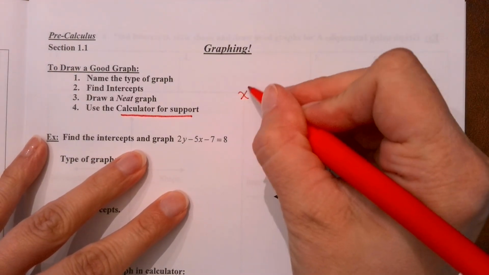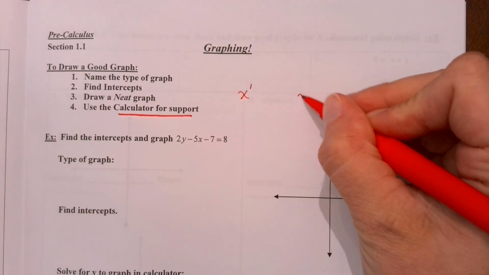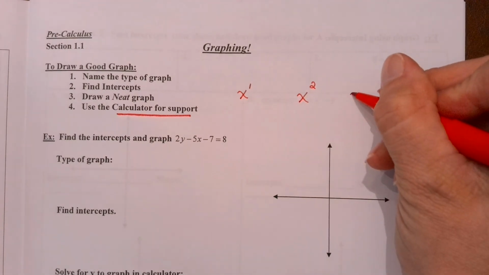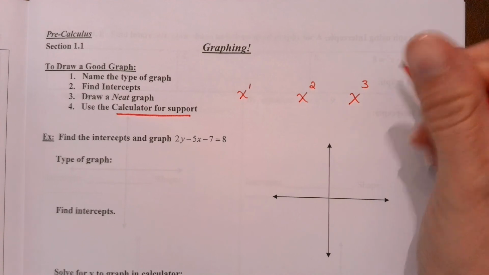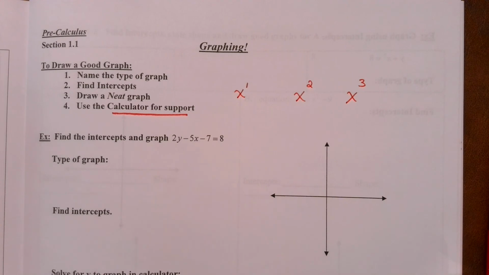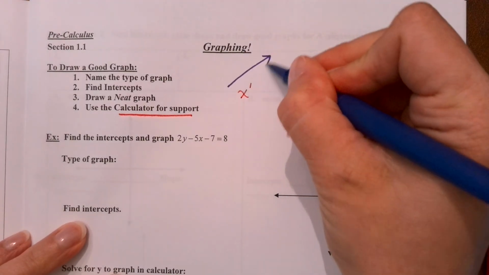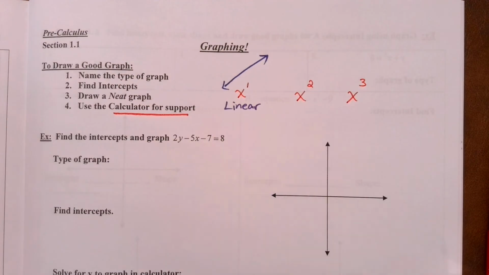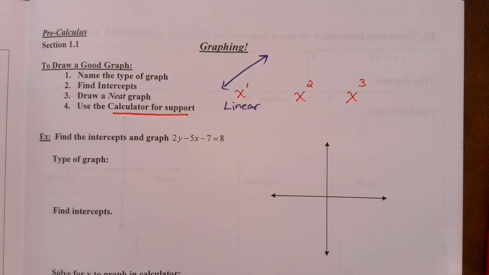So we can have x to the first, x to the power of 2, or x to the third. If we have x to the first, do you know what type of graph that's going to make? Yeah, it's going to be a straight line. We're going to call that linear. Anytime you see x to the first power, it's a linear function.